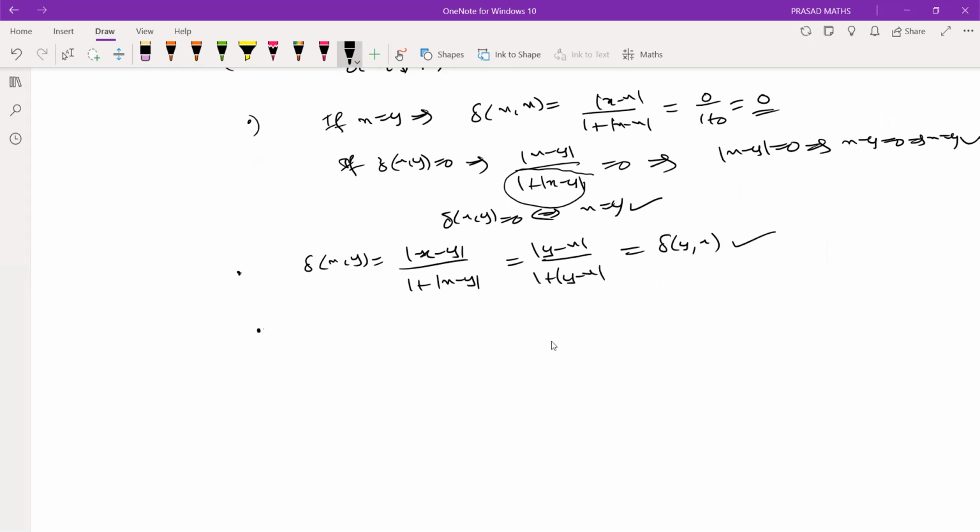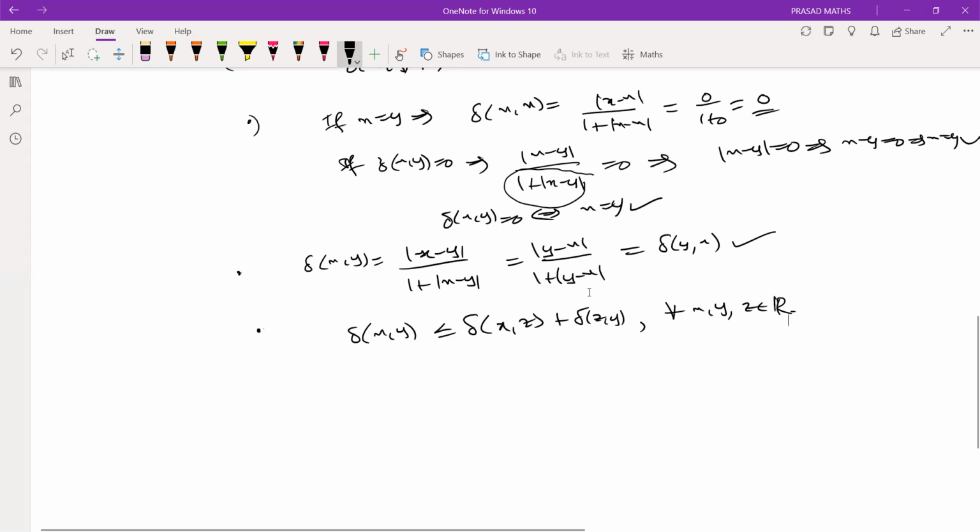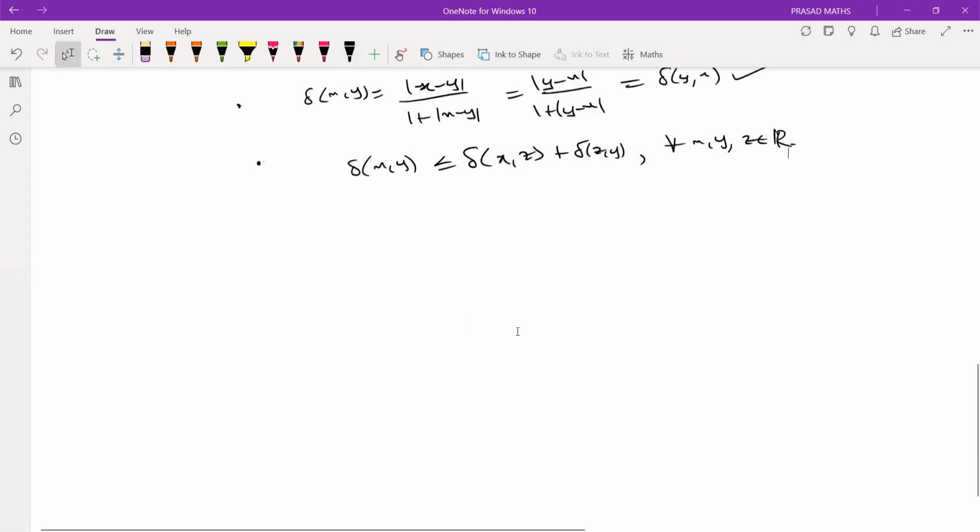What is the triangle inequality? Is it true that delta of x comma y is less than or equal to delta of x comma z plus delta of z comma y? We can solve this triangle inequality in two to three ways. So one way is what I do, I want to show this.